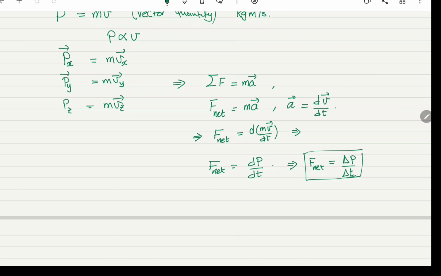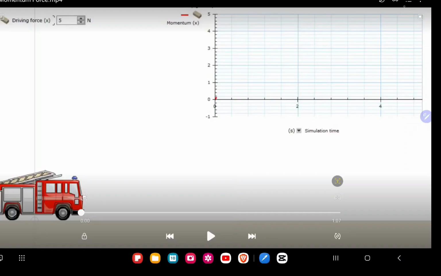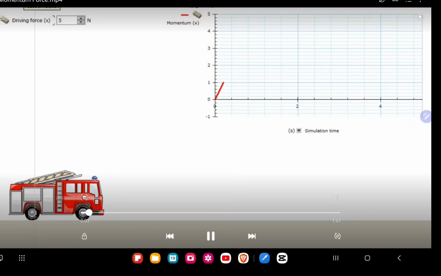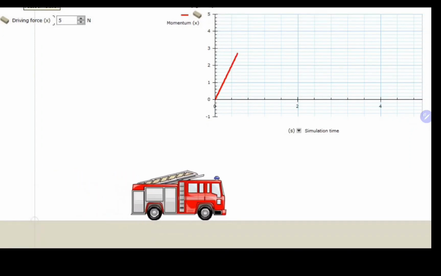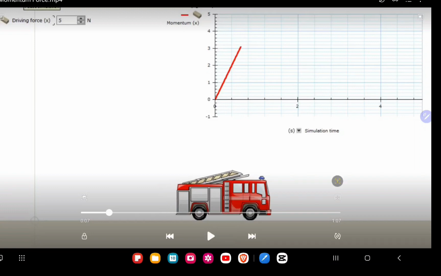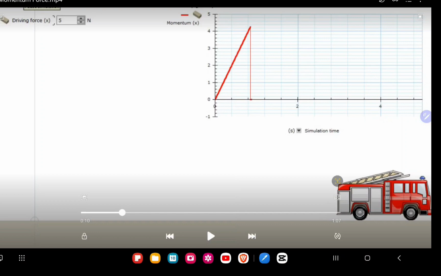Let's see this model. Now in this model here, if we apply driving force equal to 5 newtons, as we can see here in this model, this is the momentum with respect to time. Now, as we can see here, F net equal to delta p over delta t. In this case, the slope of this line is equal to F net.